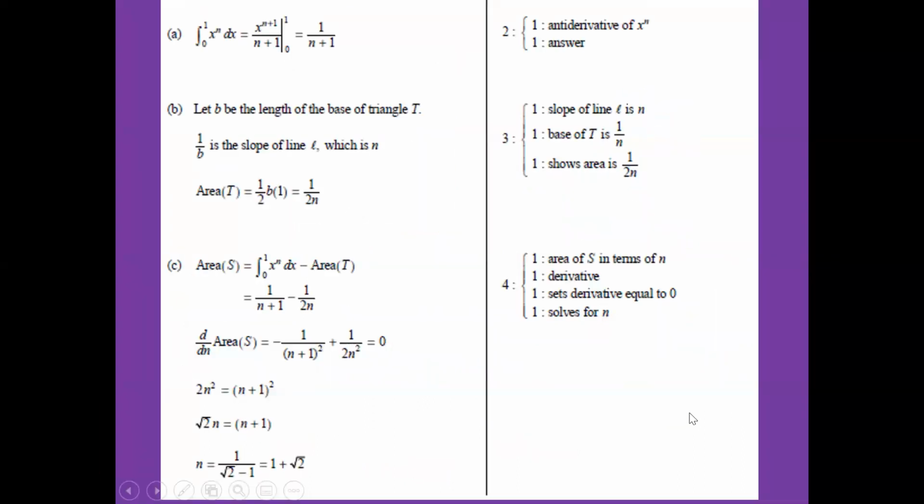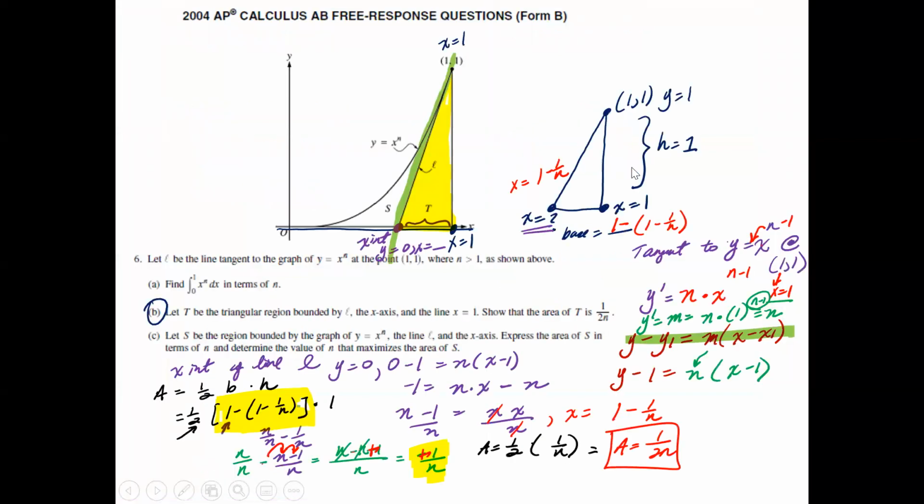So for part B, it's for 3 points, 1 point for the slope of the line L, 1 point for the base of T, and showing the area. So just to go back to label, this graph or this line right here is the equation to line L.